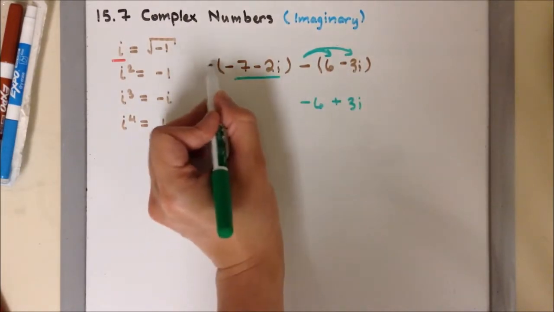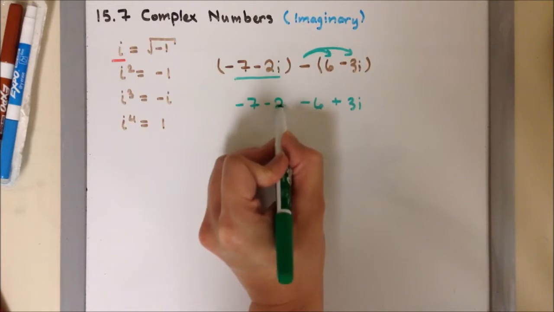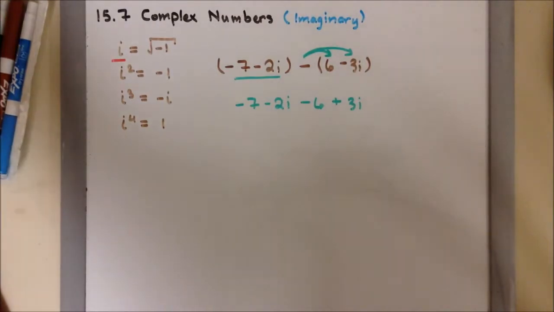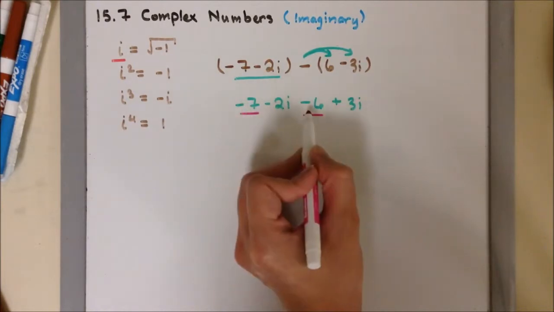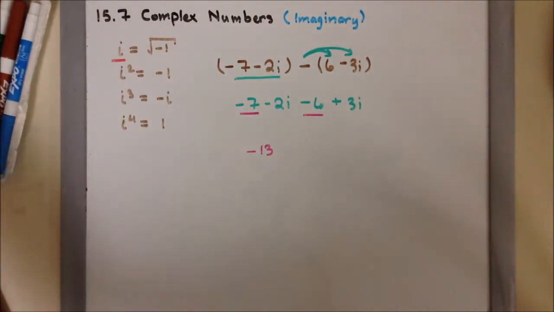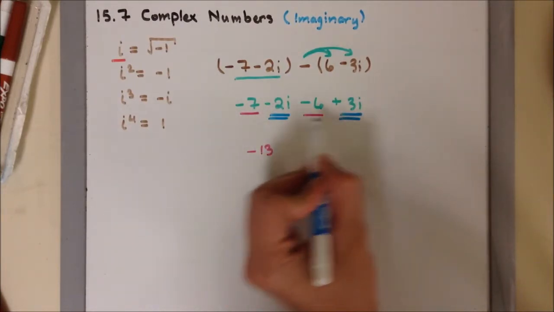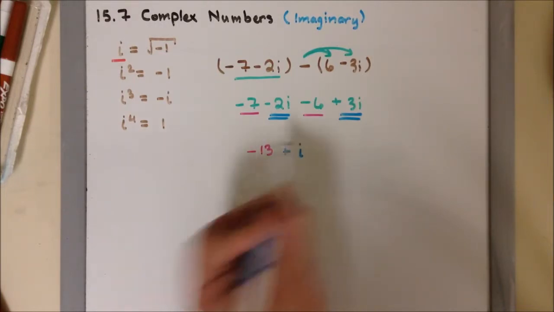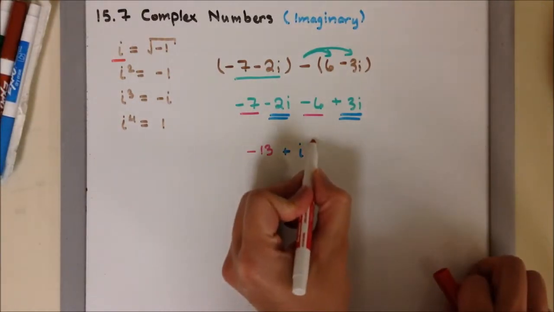In the first set, I have nothing to distribute, so I'll bring down the inside. So negative 7 minus 2i. After that, just like usual, combine like terms. Combine my real numbers first. So negative 7 minus 6 is going to be negative 13. And then I'm going to combine my imaginary numbers. So negative 2i plus 3i, that would be plus 1i, or you just write i. And that would be my final answer. Let me box that up.